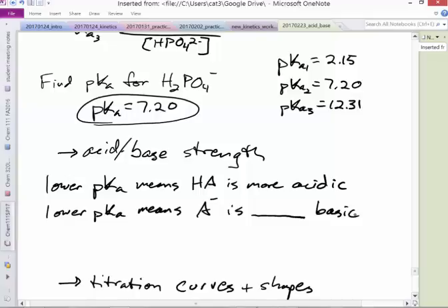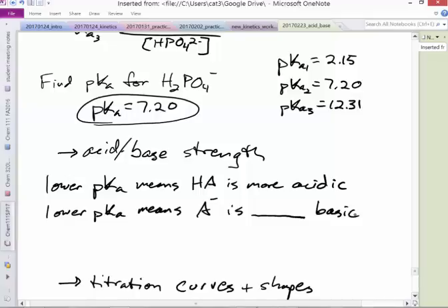This is a classic example of how, on an exam, I can word a question many different ways to check if you're able to apply the same topic. Lower pKa means more acidic. I could ask if it's a lower pKa or a higher pKa, and I could also ask if it's more acidic or more basic. Remember we said lower pKa. pKa goes in the same direction as pH. So both acids, lower is more acidic.